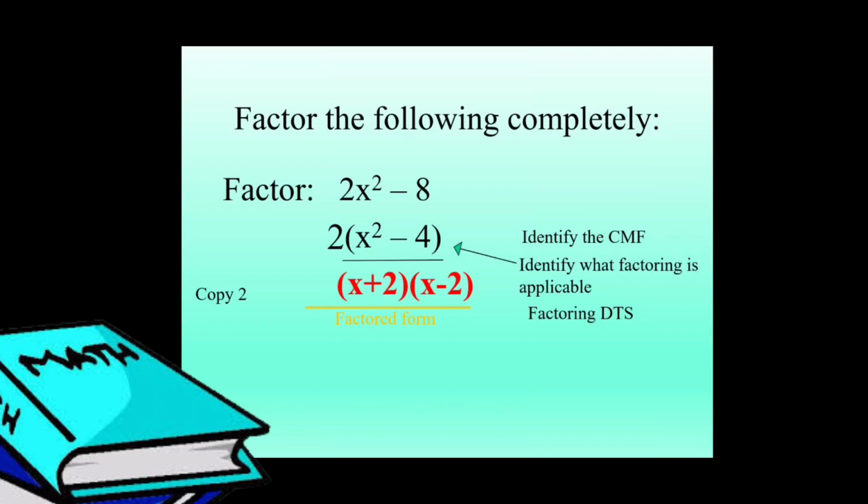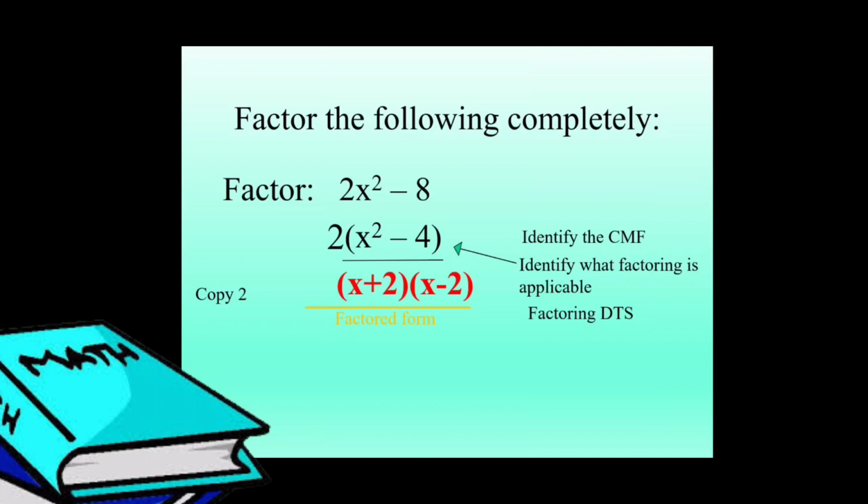First, factor a GCF from the expression if possible. Second, factor a trinomial if possible. Third, factor a difference between two squares as many times as possible. So in our first example, we have here 2x squared minus 8. First, we need to factor a GCF. So we have 2 and 8. We all know that for 2 and 8, the GCF is 2. So we can simplify. We will come up with 2 times the quantity of x squared minus 4.